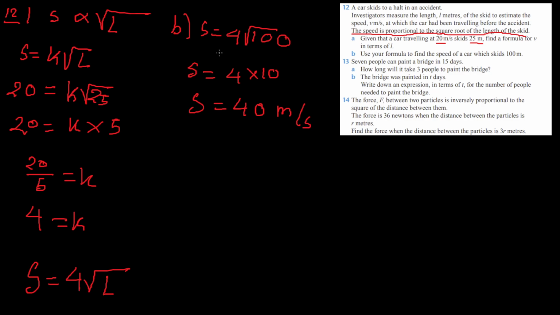So let's move on to question number 13. Question 13 is almost the same as question 12. It's just word problems. All of these are actually similar. So basically, 7 people can paint a bridge in 15 days. Basically, this is like a ratio. So if 7 people, let's say P, take 15 days, let's say T, then one person will take more days. So we just multiply 15 times 7.